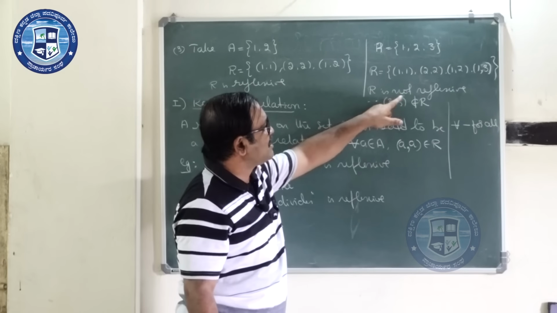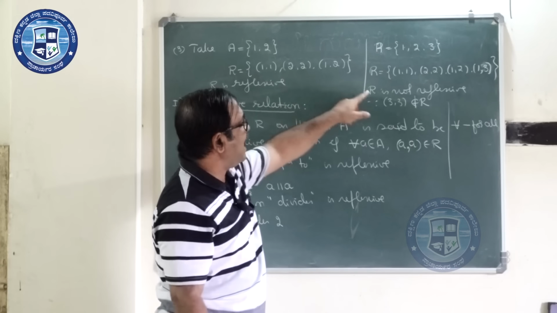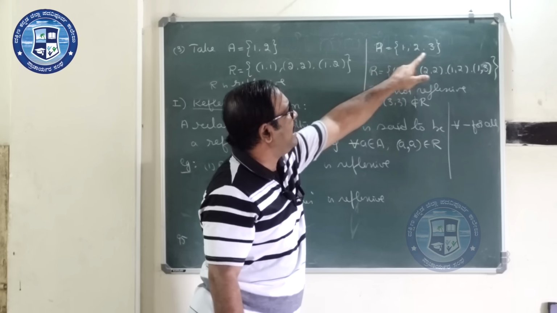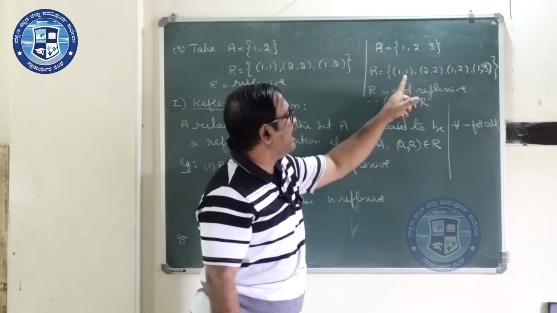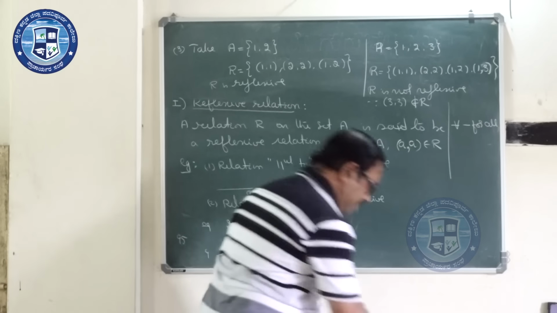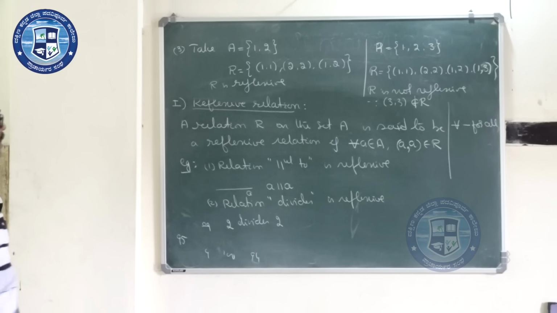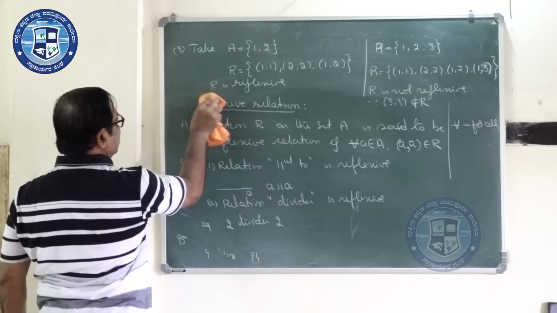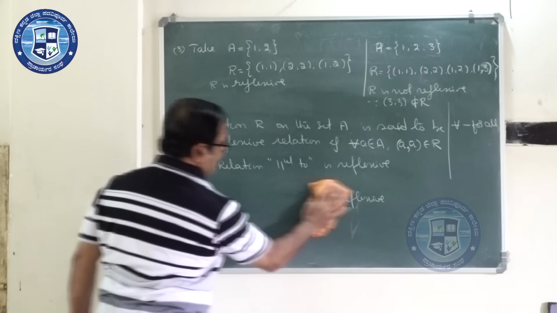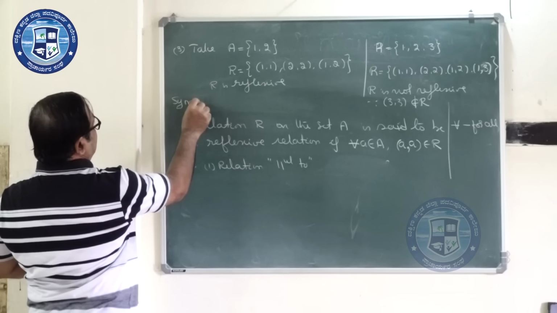See here, R is not reflexive. I have given an example where R is reflexive and also where R is not reflexive. So that means for all elements of the set, a must be related to a. Then R is reflexive. So this is the first type of relation. The second relation is symmetric relation.